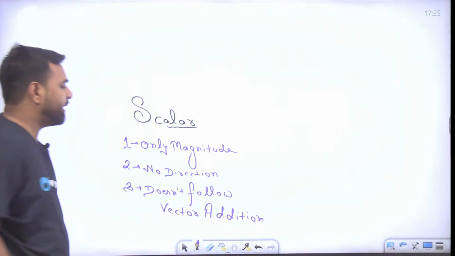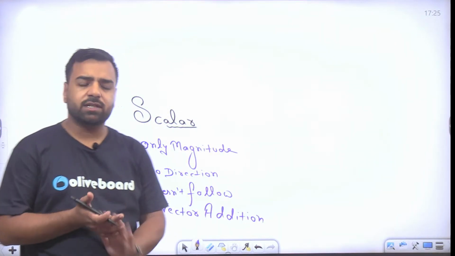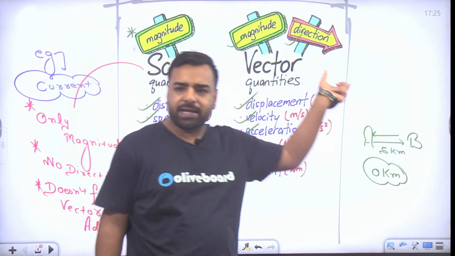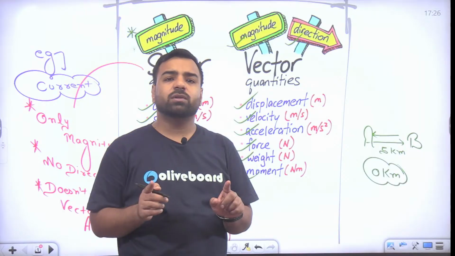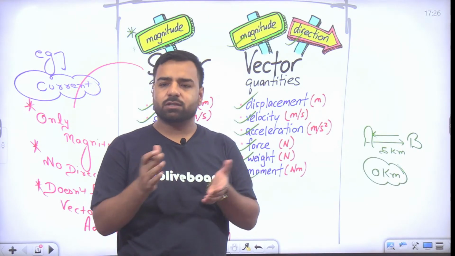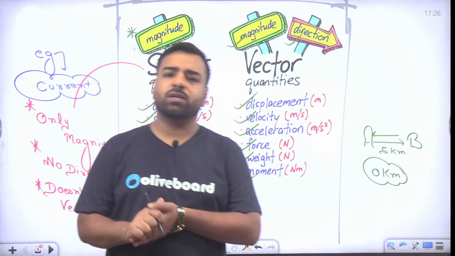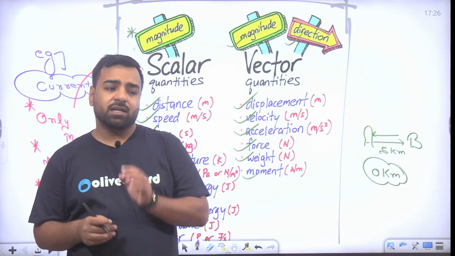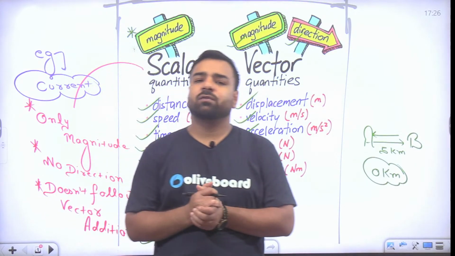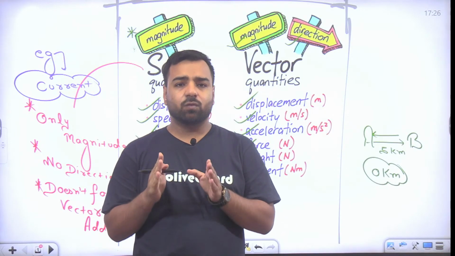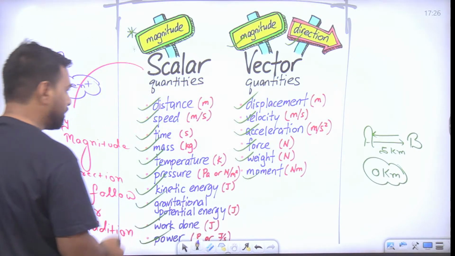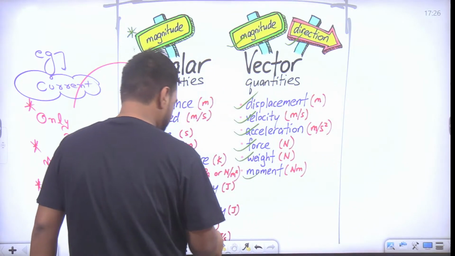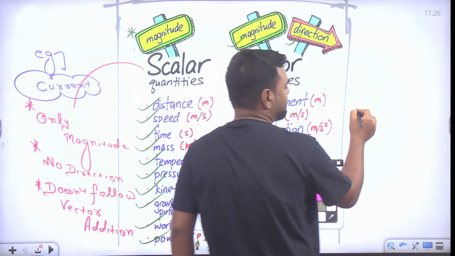That's done, right? And if I talk about vector, what is it? Vector quantities include magnitude, direction, and they also include vector addition. So this is all about scalar and vector quantities. I guess you have understood it easily with the help of this animation, and videos of this type will regularly be up. Today we have discussed scalar and vector quantities.